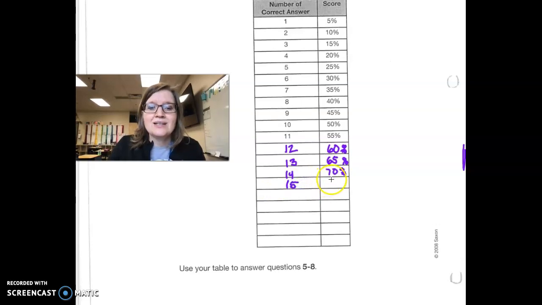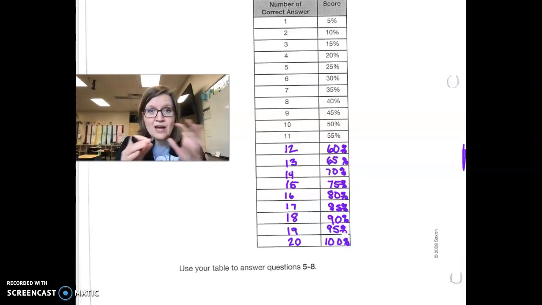15 is 75%. 16 is 80%. If you got 17 right, you were 85% correct. If you had 18 right, you'll know that you have 90% correct. And if you had 19 correct, you have 95%. And 20, easy as pie, is 100%. So if you get all of them correct.